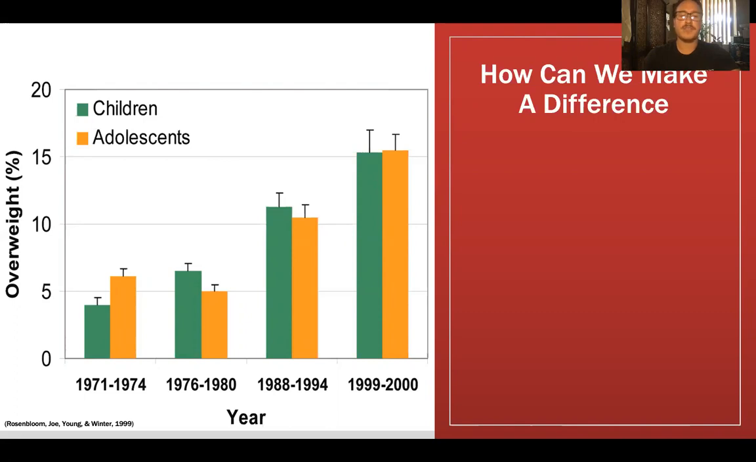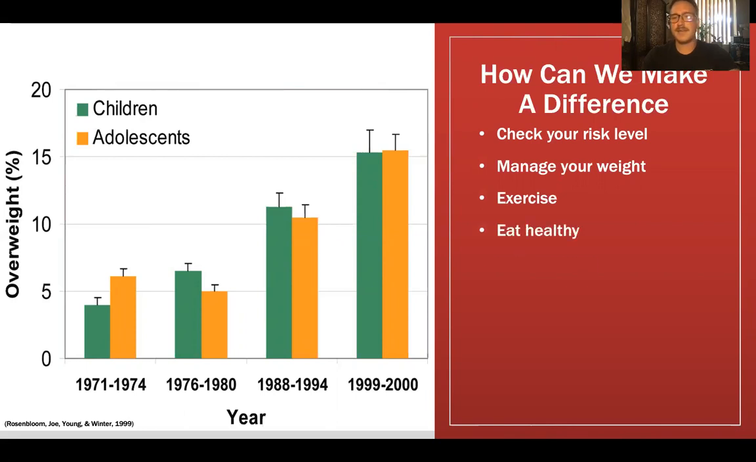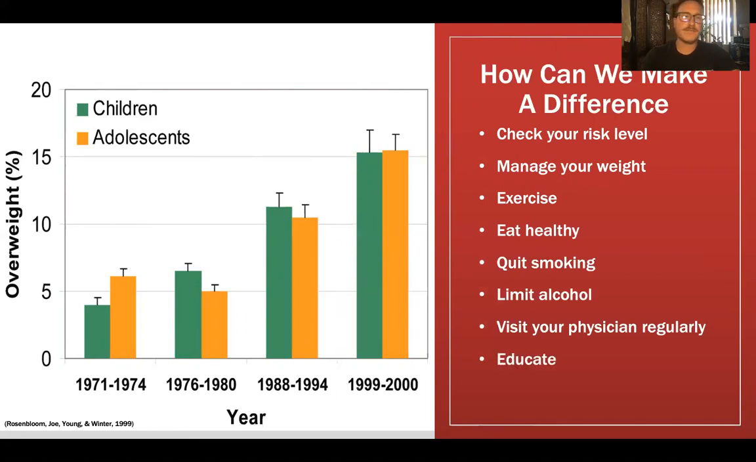Also, many more Americans will be taking potentially potent medications which have risks, that they'll have to be on for the rest of their lives. So some things we can do are check your risk level by visiting your doctor, managing your weight, exercising, eating healthy, quitting smoking, limiting your alcohol intake, visiting your physician regularly, and educating the friends and family around you about health and diabetes. And most importantly, voting so that we all have equal access to healthcare in the future.